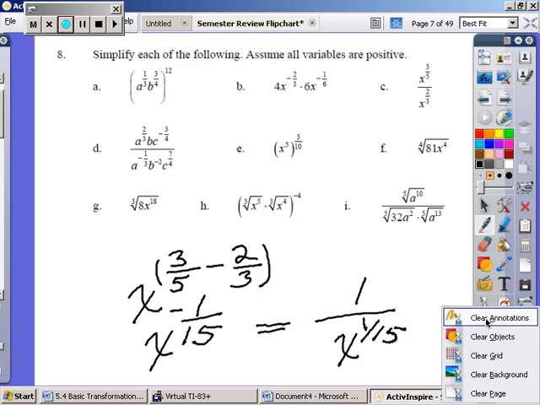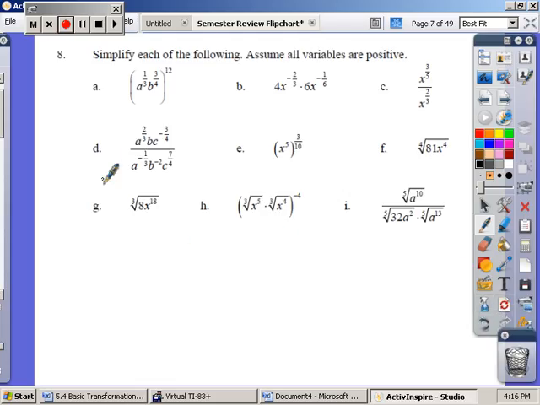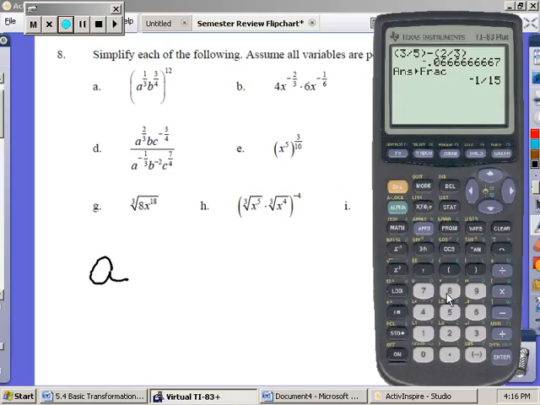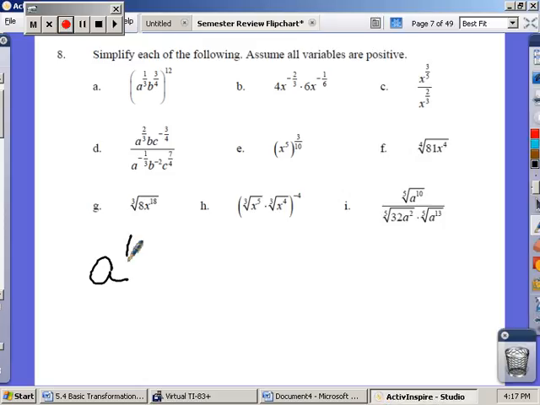Letter D. Subtract the exponents 2/3 and a negative 1/3. 2 divided by 3 minus parentheses negative 1 divided by 3. Did you notice I used the negative sign for negative 1/3 and I still subtract it because it's division, and I get 1, so a to the 1st.